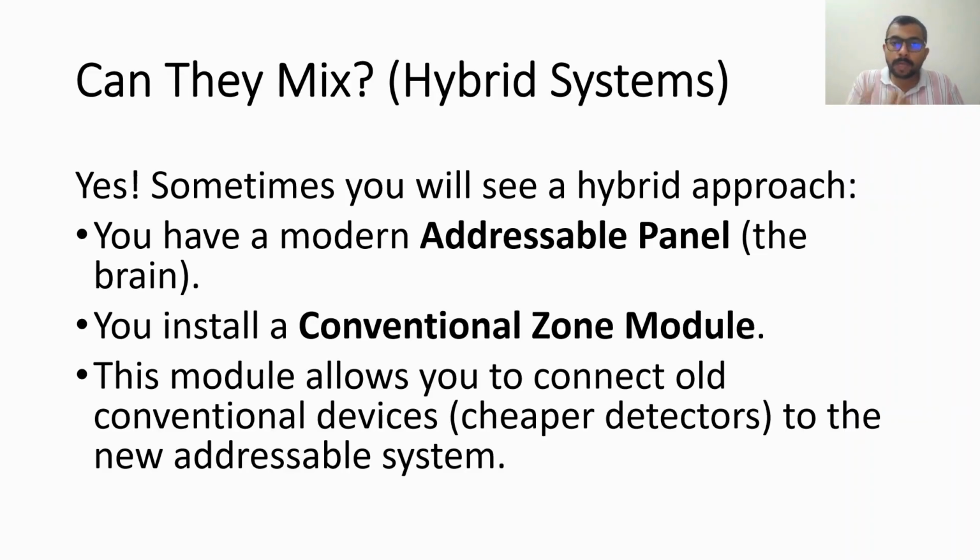So in order to have communication established between the conventional device and the addressable panel, you need to install a module adjacent to that particular device. That module is called a conventional zone module. This conventional zone module serves as an interpreter, or a communicator, between the addressable fire alarm panel and the conventional devices. So both the addressable system and the conventional system coexist, and both of them can be used.